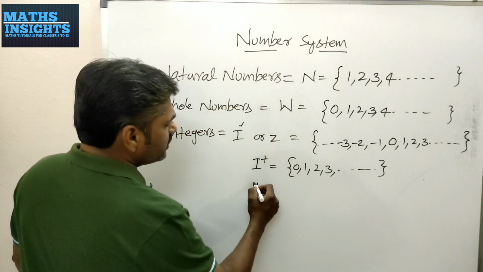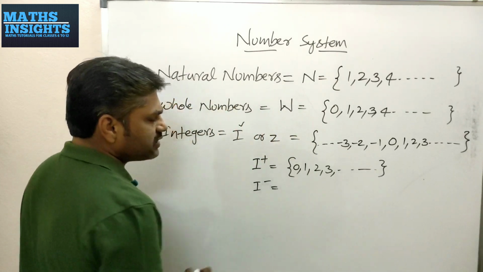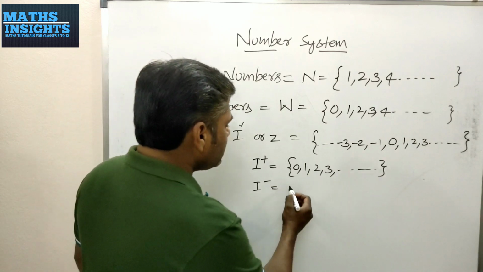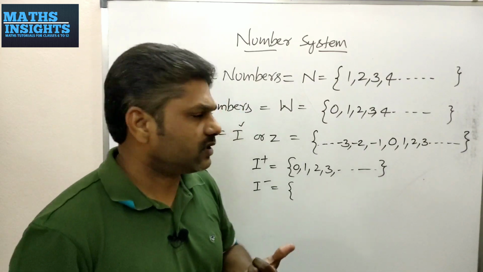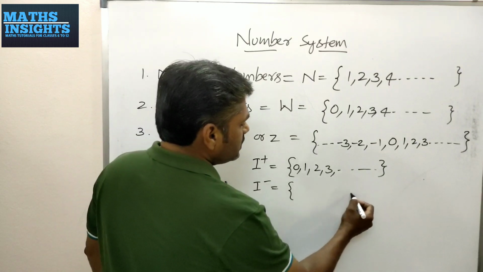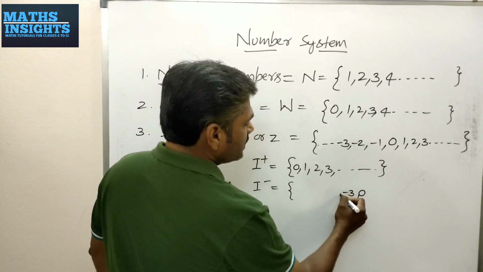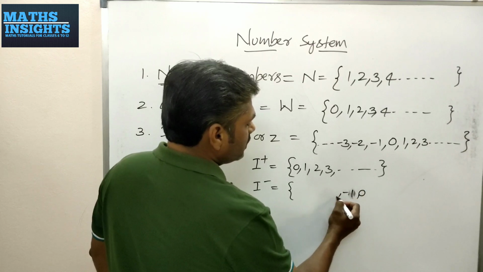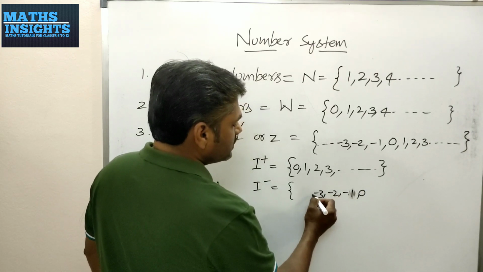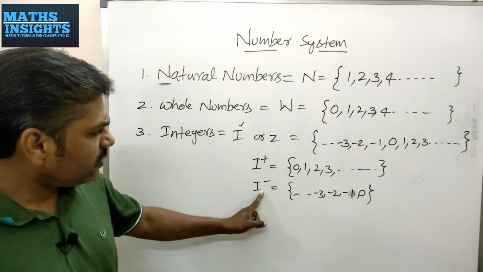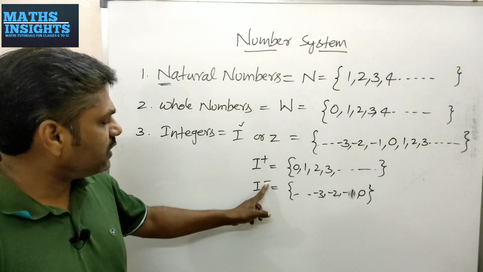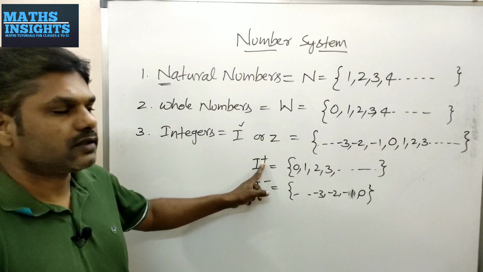And for negative integers, you have to write the negative sign. If you put plus or minus to 0, that will not make any difference. So this is 0, and then minus 1, minus 2, minus 3 and so on. These are called negative integers. So I am writing negative at the top of the symbol I, and positive here.